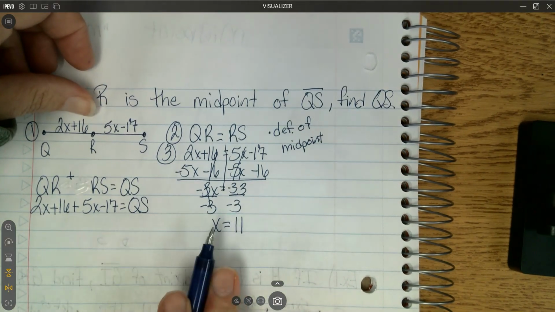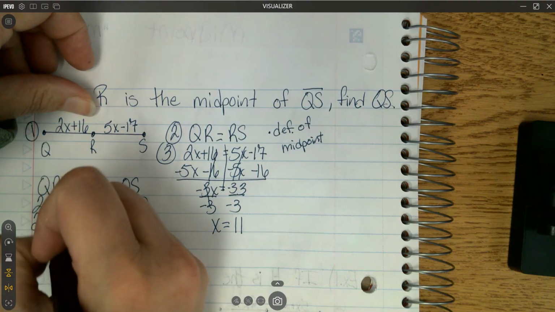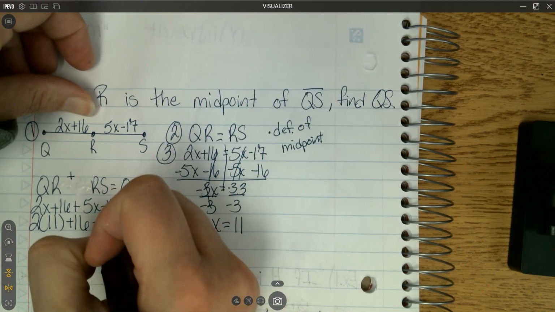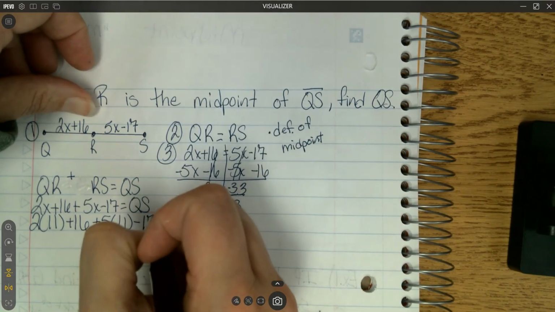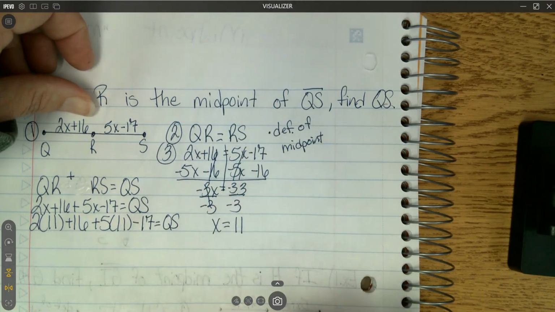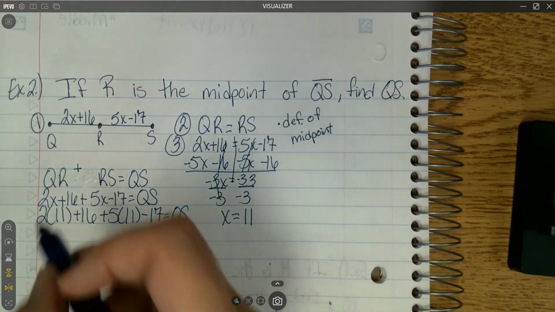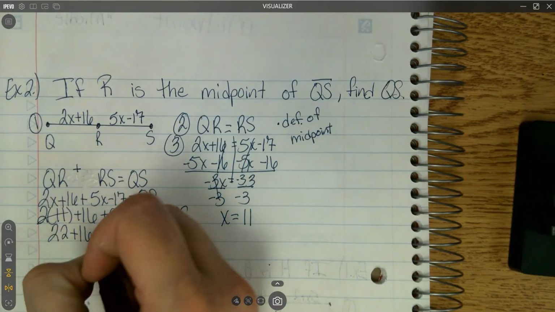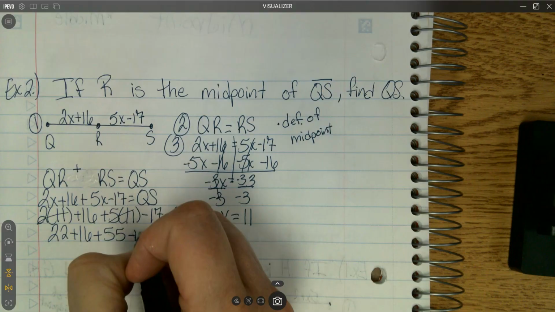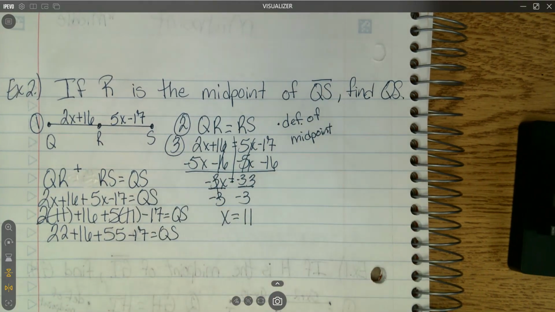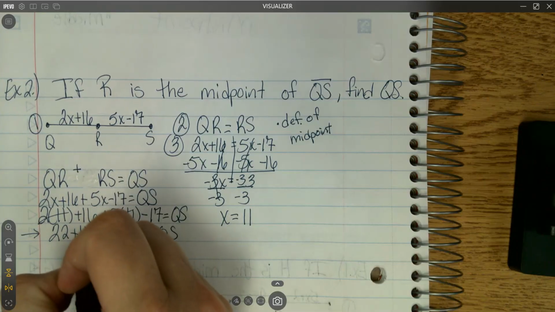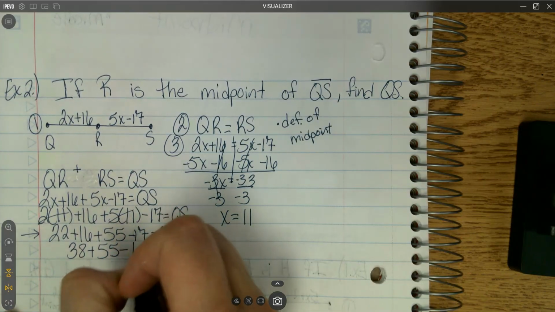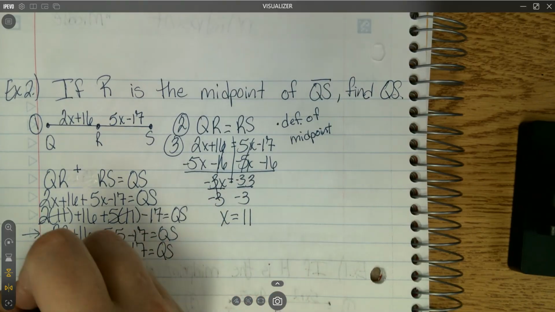Now I can just substitute my 11 for x. Remember to use your parentheses. Okay, now it's just order of operations. I'm going to multiply before I add and subtract. So I get 22 plus 16 plus 55 minus 17 equals QS. Order of operations tells me if I'm adding and subtracting, I want to go left to right. A lot of us forget that left to right rule. So I get 38 plus 55 minus 17 equals QS. Keep going left to right here, 8.